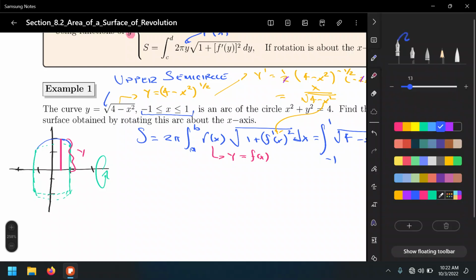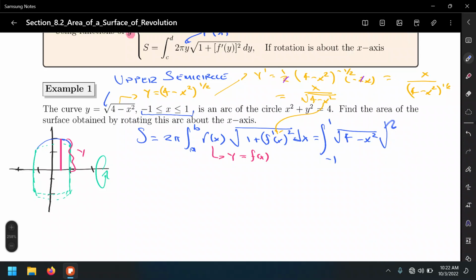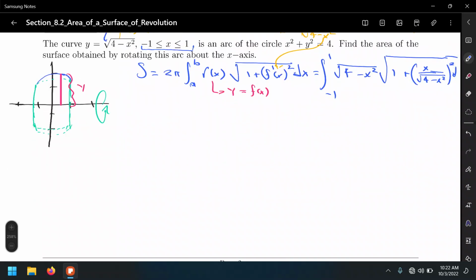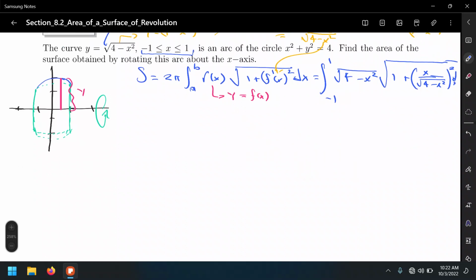Right, so let's see what's next. That's 1 plus that quantity x over the square root of 4 minus x squared, quantity squared, with respect to x. All right. So yes, this madness looks interesting. Number one, do not attempt to do any U-substitution. Actually, we're going to do some algebra first to simplify these two guys together. All right, so let's see.